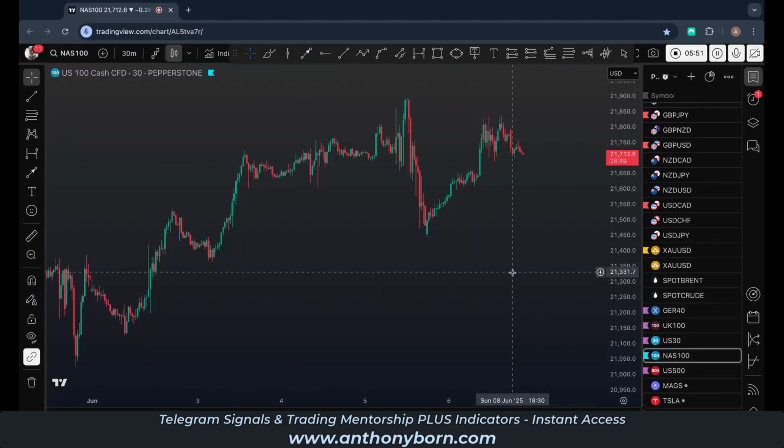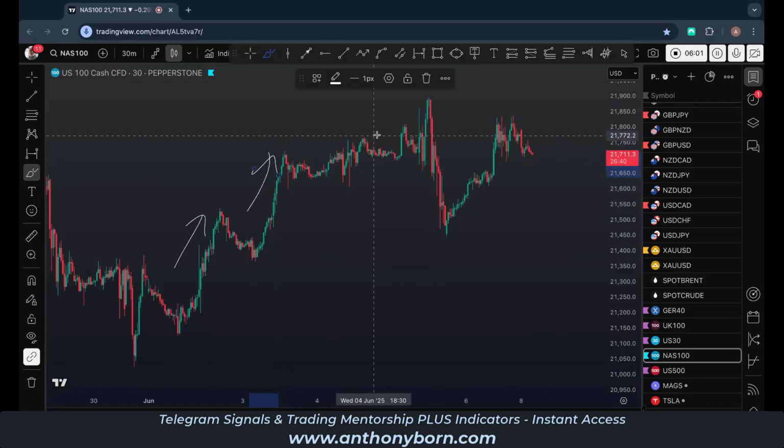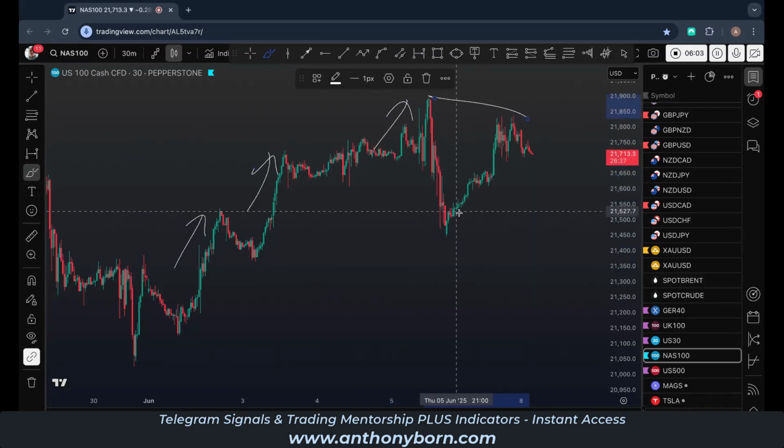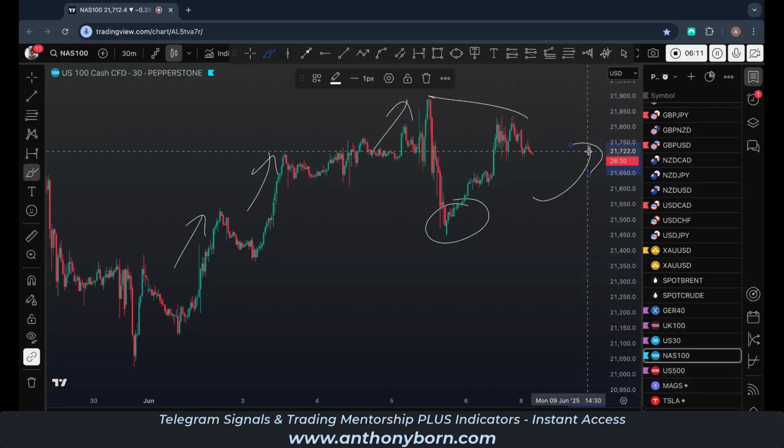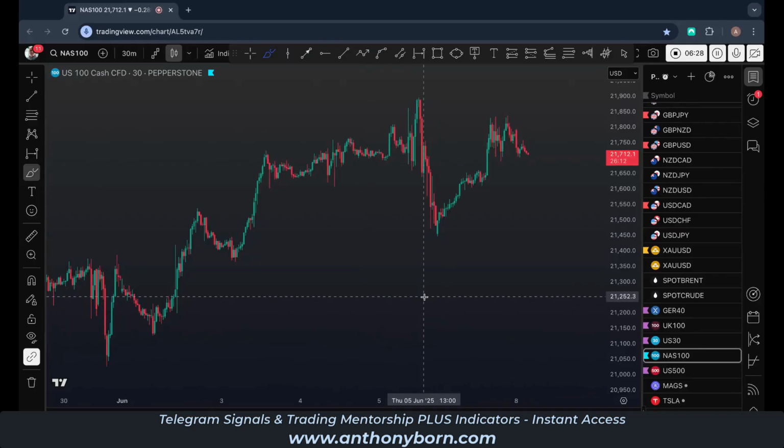If the NAS pulls back, and have a look here, talking about that 3-drive pattern: drive 1, drive 2, drive 3, and now look what we've got. So that could pull back a little bit further, and maybe it continues on. We don't know yet. But at this point in time, I'm seeing weakness come into this. We've got a 3-drive correction, potentially. If this drops, then capital will move from the risk assets into safe haven assets, so that would strengthen the yen.